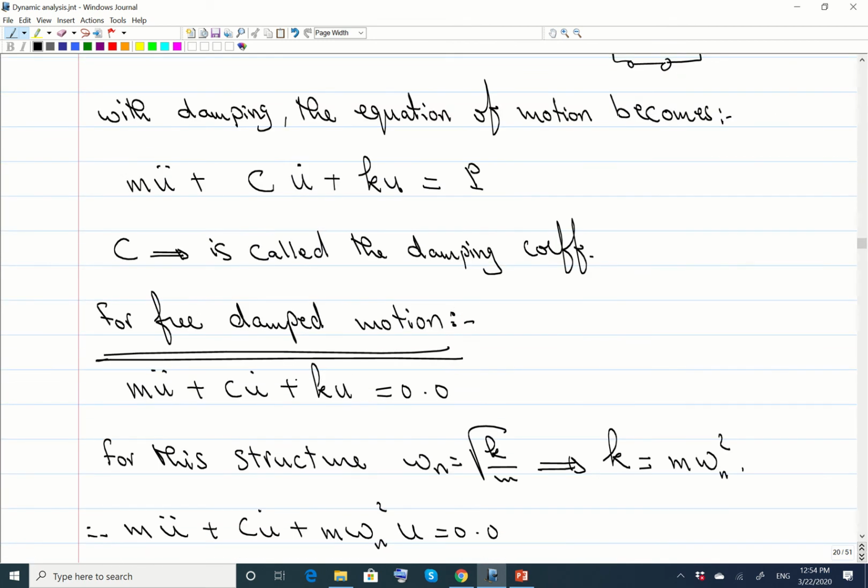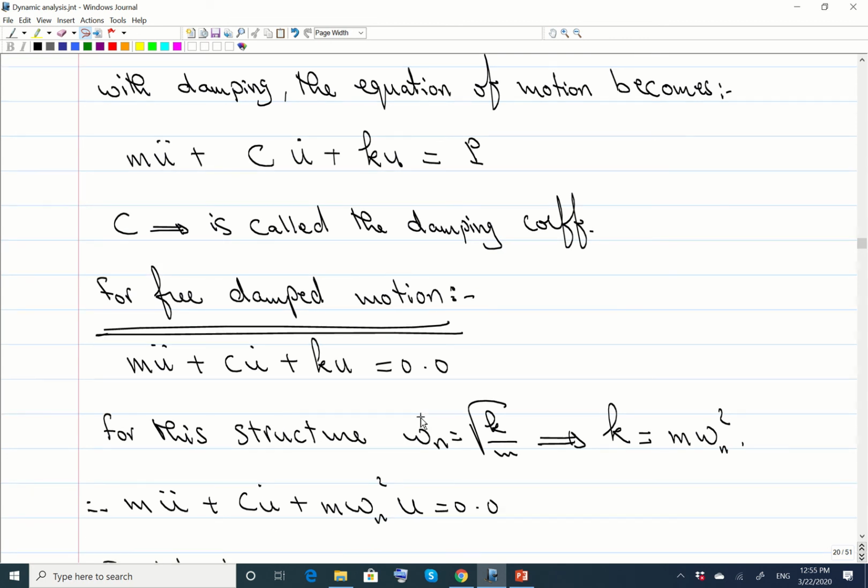Now for free vibration, we want to solve the same equation again, m u double dot, but adding this term c u dot, plus k u equals 0. This is free vibration, but free damped vibration. The other equation without this term c u dot was named the free undamped equation of motion. Here we have the free damped equation of motion, m u double dot plus c u dot plus k u equals 0.